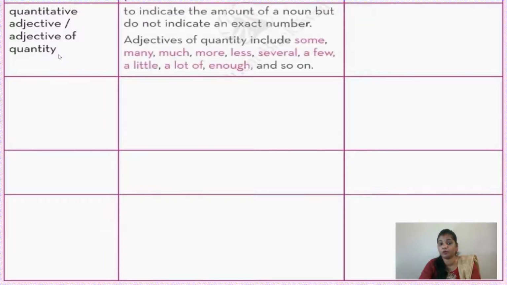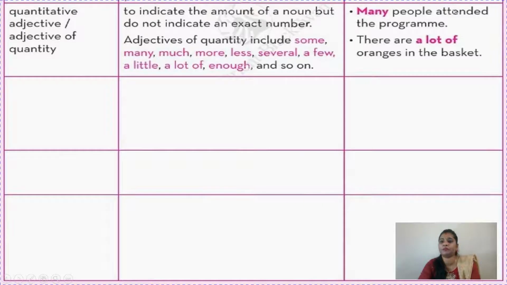Now, quantitative adjective or adjective of quantity. Like before only I have told you in the first slide that quantity means what? It can be measured and it answers the question of how much. Like it is used to indicate the amount of a noun but does not indicate an exact number. Why? Because mostly you will see that it is used in uncountable noun. Like adjectives of quantity include some, many, much, more, less, several, a few, a little, a lot of, enough, and so on. For example, many people attended the program. There are a lot of oranges in the basket. See children, many people. People is uncountable noun.